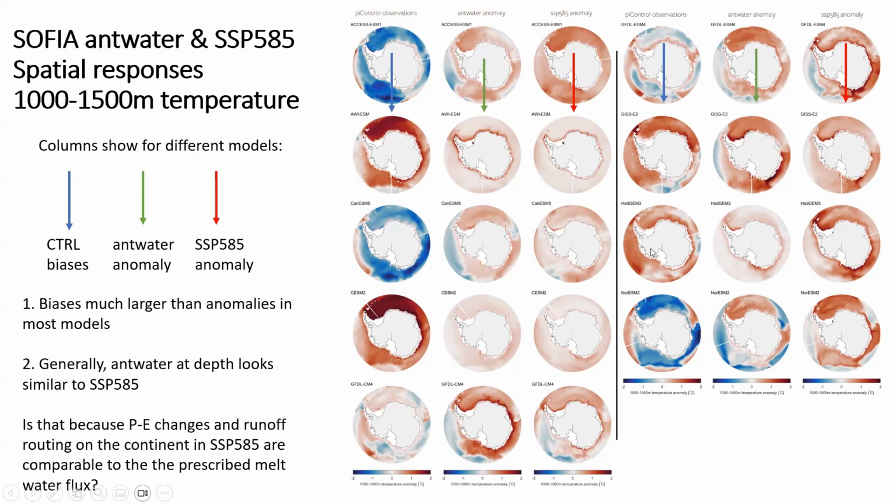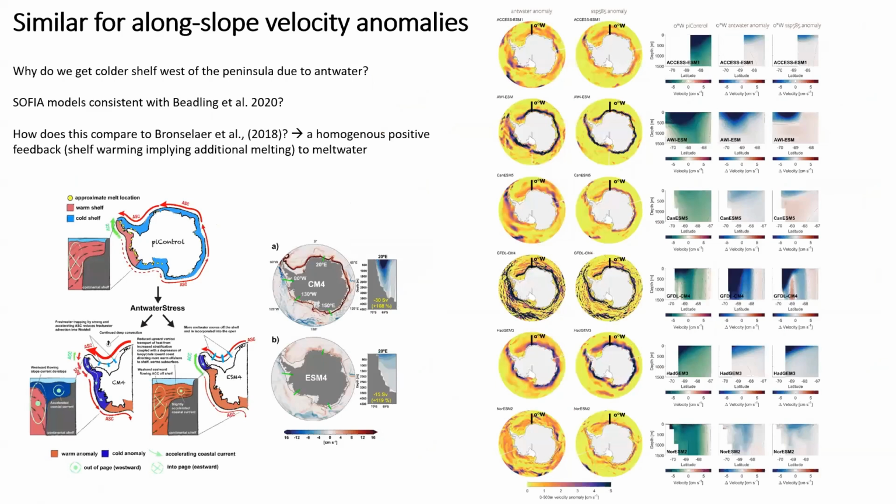So this is something that we are looking a bit more carefully into, for both good implications and helpful understanding, at least. And what I just said for those subsurface temperatures is also true for the strengthening of the slope current around the continent in most of these models. These two columns are again Antwater, and the SSP anomalies look pretty similar in both experiments.